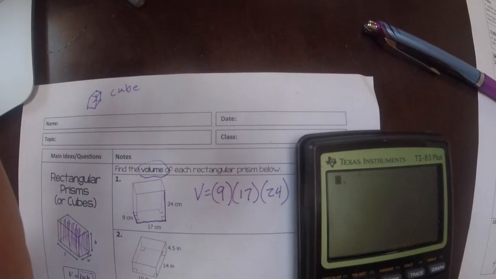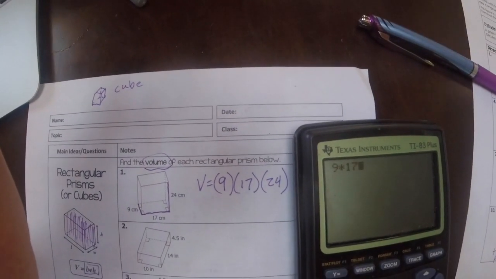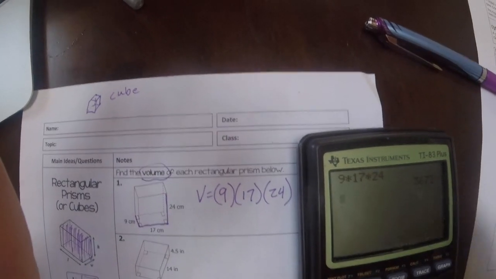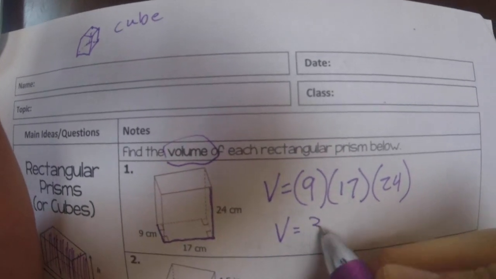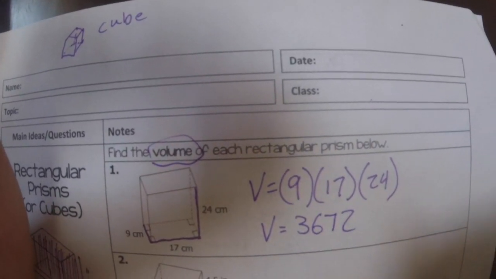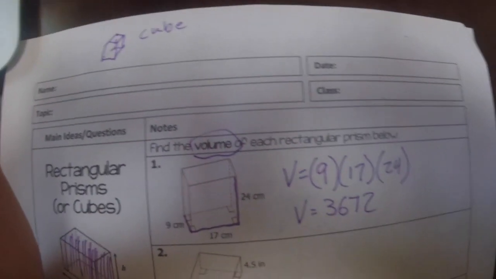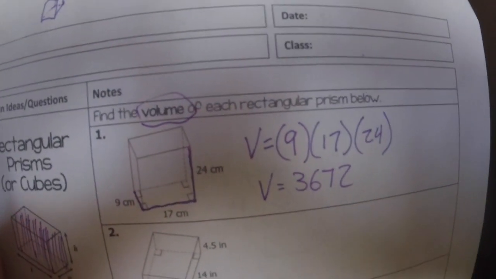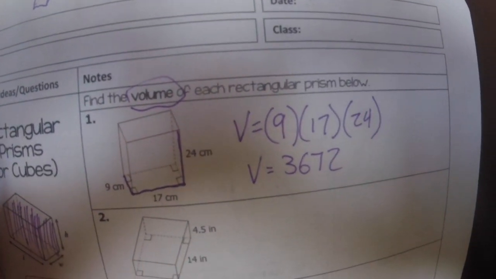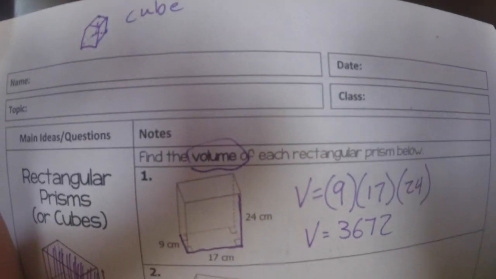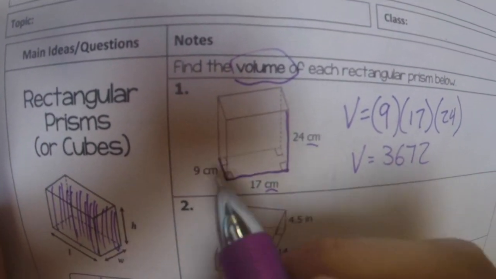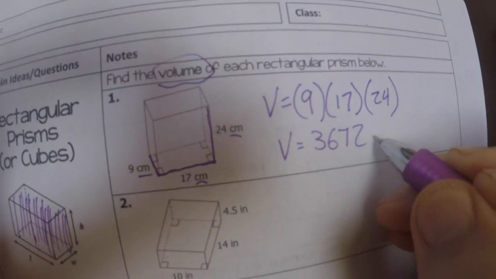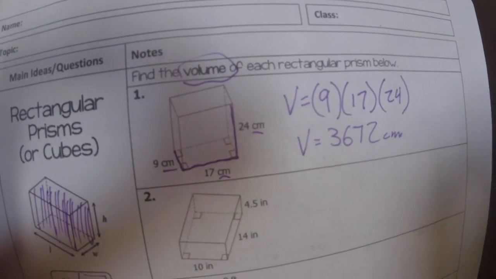And we do 9 times 17 times 24, and we get 3,672. Now, what are the units for volume? Well, the units for volume kind of depends on the dimensions that they gave us. All of the dimensions here were given to us in centimeters, so my volume is definitely going to be centimeters.